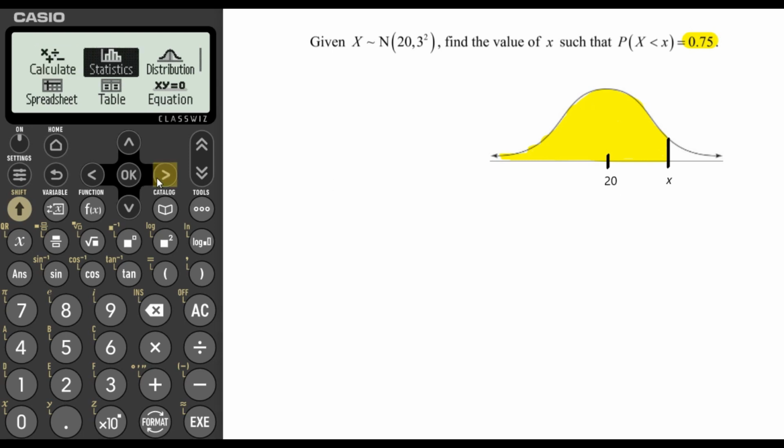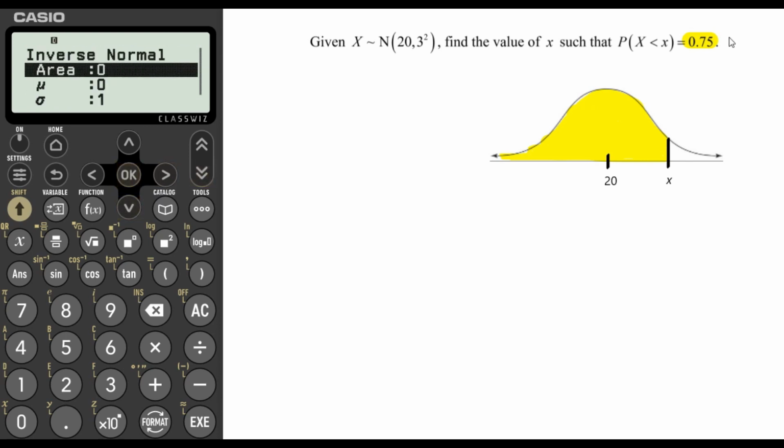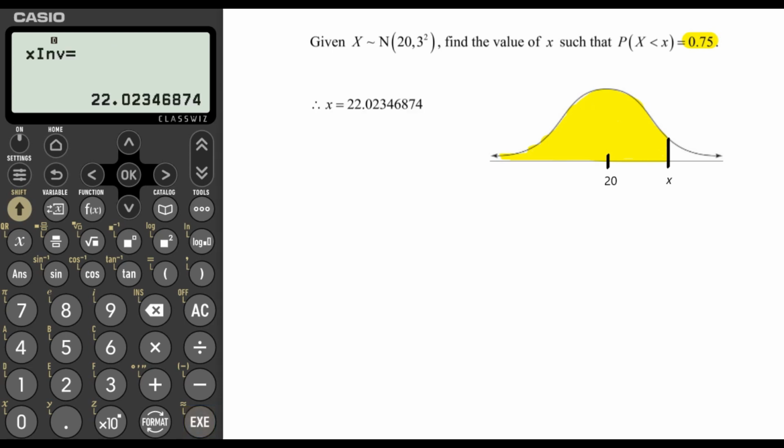From our main menu, if we go to the distribution sub-menu, scroll down to inverse normal, the area is the probability of 0.75, mu is 20, sigma is 3. If we execute this, you will find x to equal 22.023, etc.